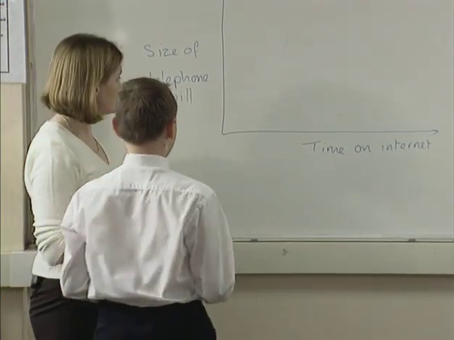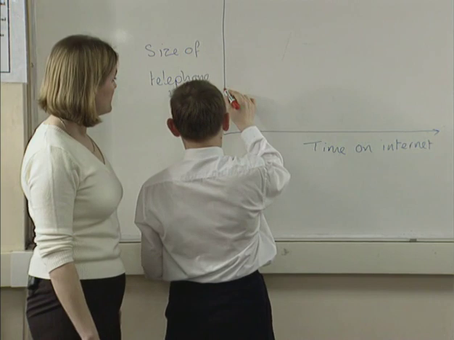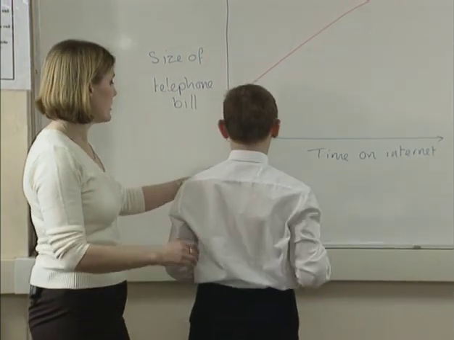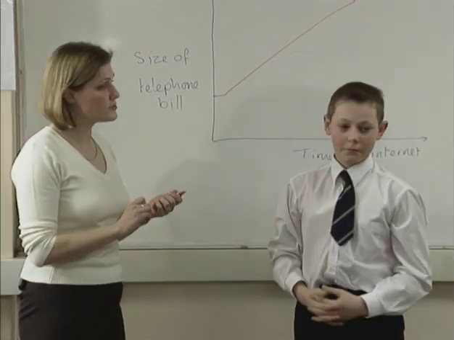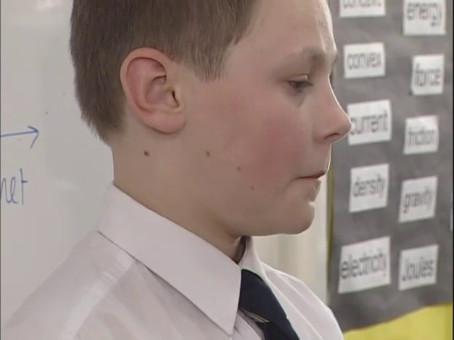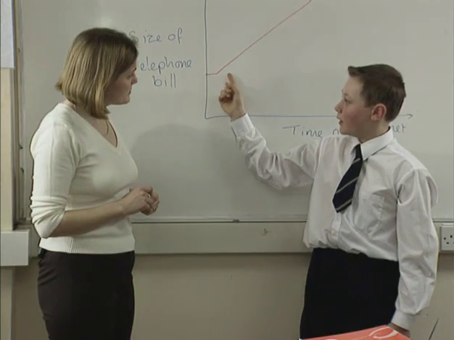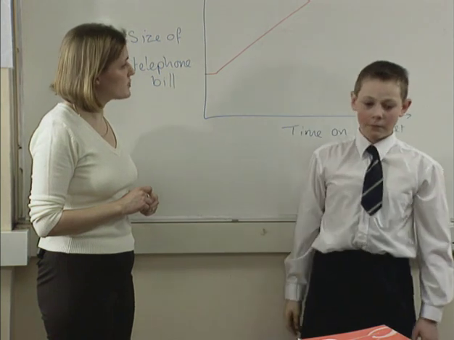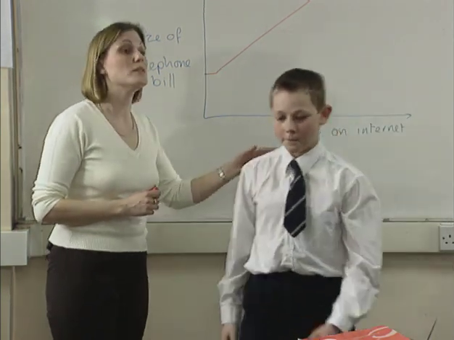What shape graph are we going to get this time? Okay, good. Now, face the class and tell us why you think we got this shape graph. Because you have to pay a certain amount of money to get onto the internet, and then the longer you're on the internet, the higher the phone bill. Okay, good, excellent, well done. Thank you, Jason. I think that's a bit wrong because it goes along and stays level for a little bit, but that wouldn't happen. It would just go straight up.